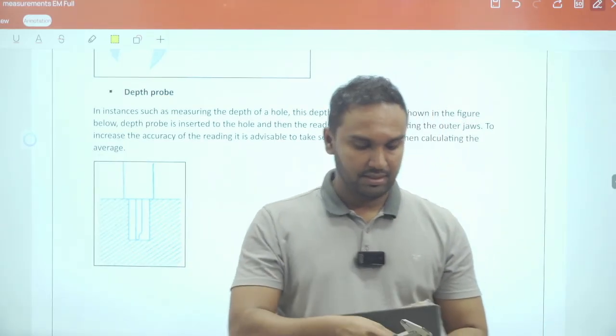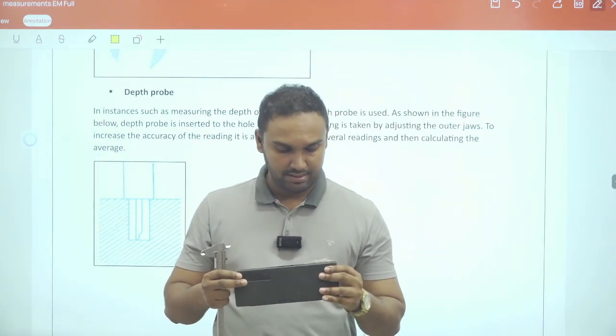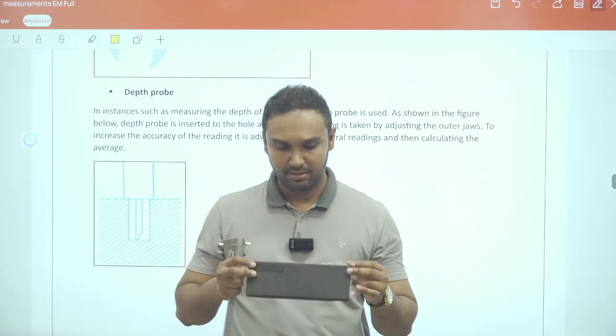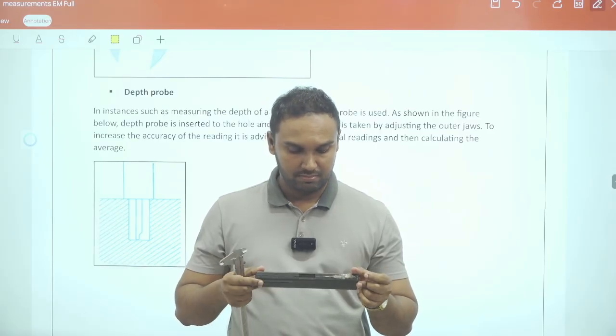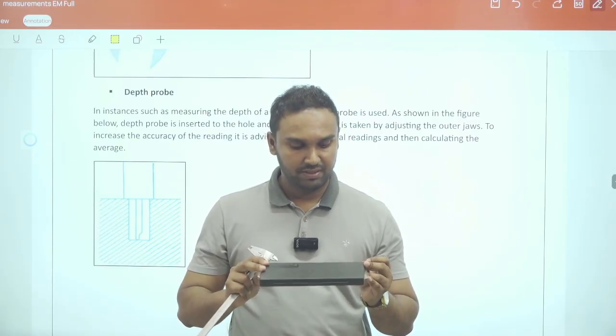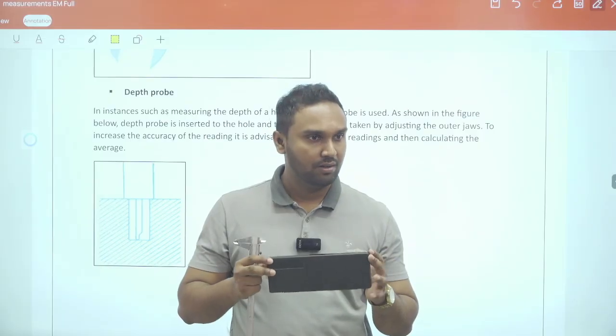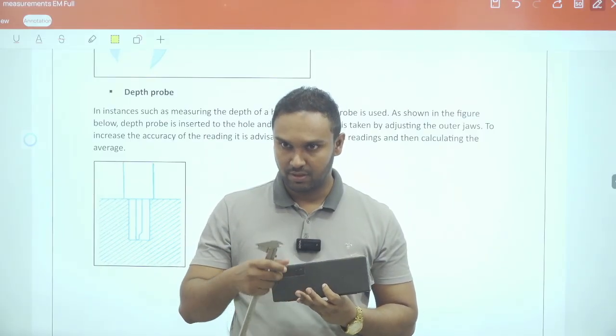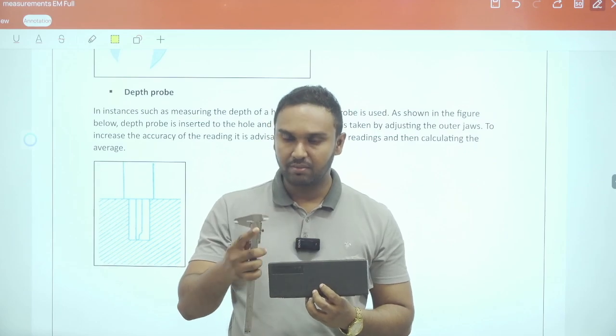Let's say that this is an object with a depth. Let's say this is one object which has a hole, like so. This is the depth of it, and it has a bottom as well. So I'm going to measure the depth. So how are you going to measure the depth here?